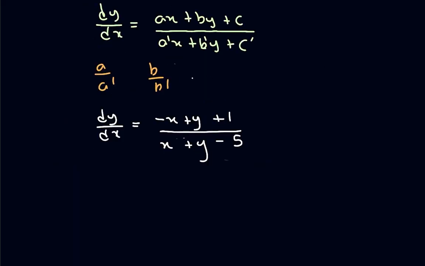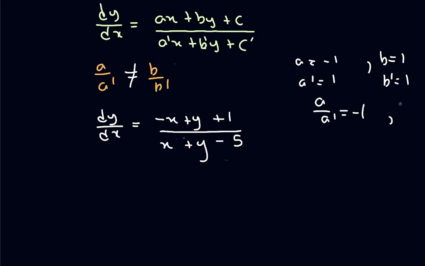Now if we consider the scenario where the ratio between the coefficients of x and y is not equal, then we have to follow a different method. For example, consider this differential equation. You can see that, let me write it here, a is minus 1, a dash is 1, and b is 1, b dash is 1. So the ratio between these two is not equal, then you have to follow a different method. So this differential equation is not homogeneous due to the constant terms in here. Somehow we have to remove those terms.